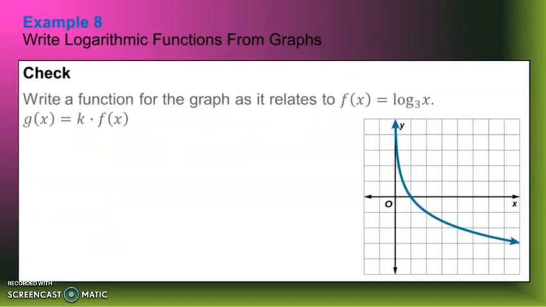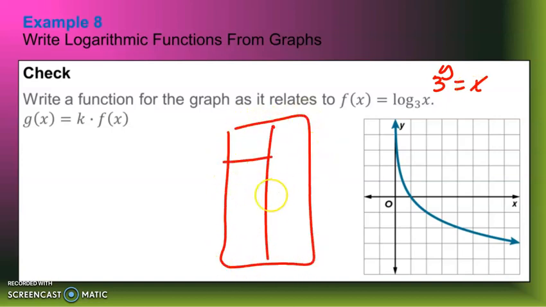And our last question says, write a function for the graph as it relates to f of x equaling log base 3 of x to g of x equaling k times f of x. So if I were to rewrite this, this would be 3 to the y power equals x. And if I were to graph with some points here, -1, 0, and 1. 3 to the negative first power is 1/3. 3 to the 0 power is 1. 3 to the first power is 3.